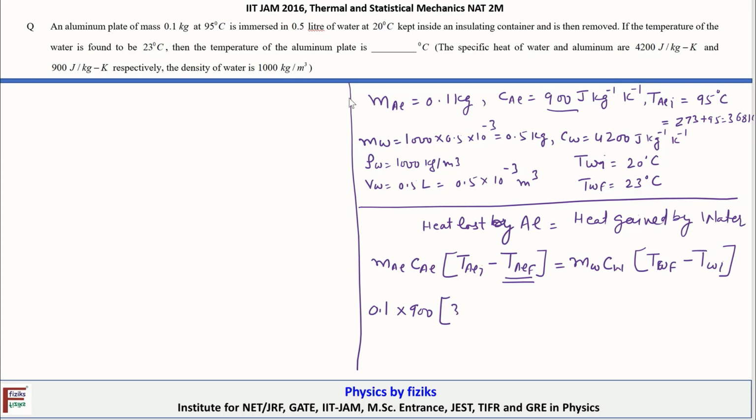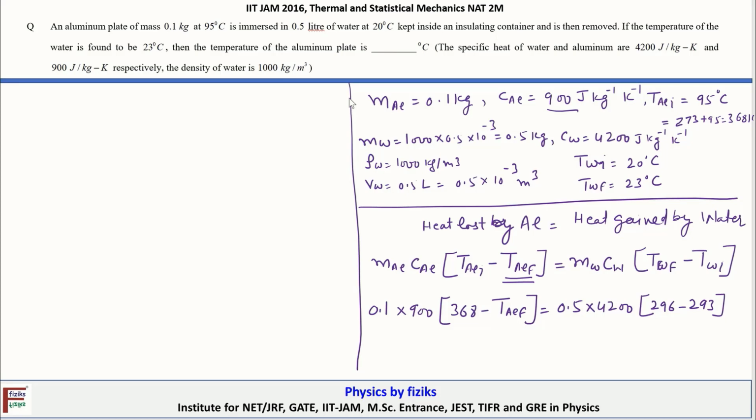So that means 368 minus T aluminum final, and that is equal to the mass of water, which is 0.5 kg, multiplied by the specific heat of water, which is 4200, and then the final temperature of water, which is 296 Kelvin minus 293 Kelvin. Remember that the temperature value that we will obtain will be in Kelvin, not in degree Celsius.